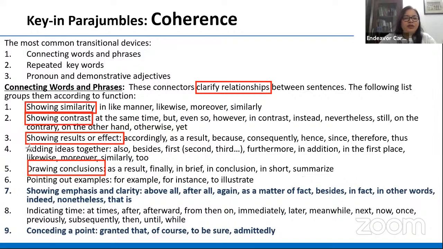Adding ideas together, when you even have that word "and" as a conjunction, it just adds ideas: also, even, besides, too, right? All these words: moreover, furthermore, in addition. Pointing out examples: for example, to illustrate, for instance, we know this. But something that's absolutely new to us is this: showing emphasis or clarity. What does a phrase like "above all" do? Above all, after all, in fact, besides, indeed. What does a word like "indeed" do?